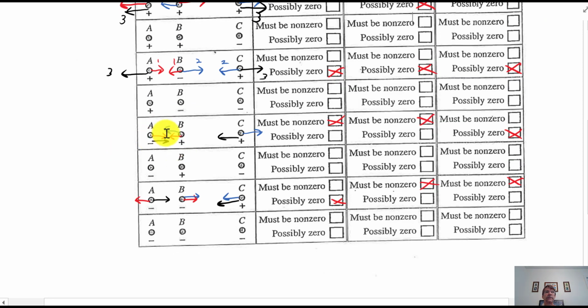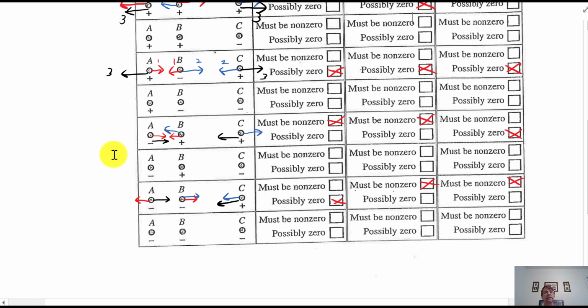Let's go down to this one. Like I say, you can see I'm skipping some things here. But in this case right here, the red represents A and B attracting. They're opposites. The blue represents 2 repelling because they're both plus. And then looking at A and C, they attract. The third pair of arrows is attracting.